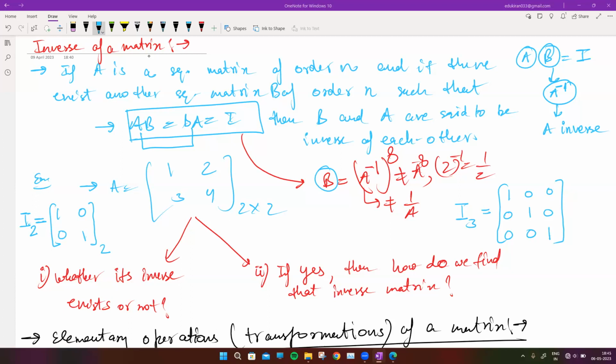If the product is equal to identity matrix, then they are said to be the inverse of each other. Now, I can write B as A to the power -1, but it will not be read as A to the power -1. It will always be read as A inverse. And similarly, I can write A as B inverse.